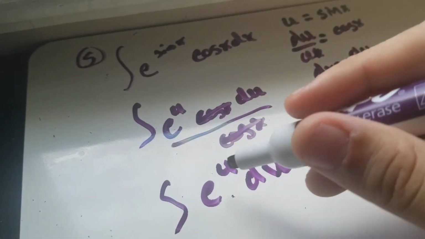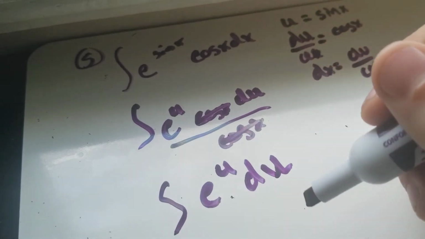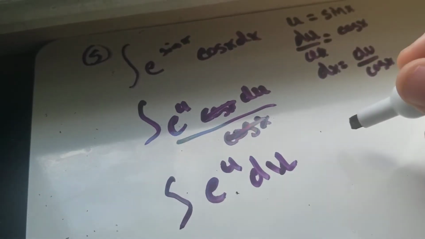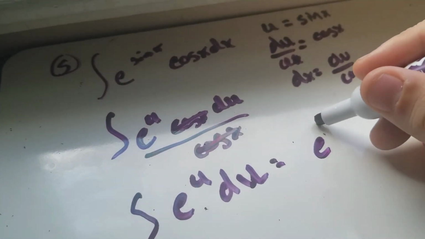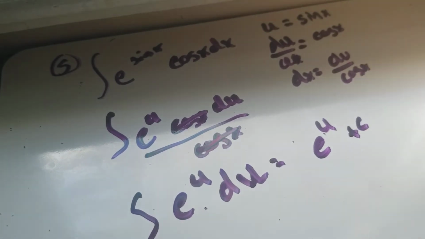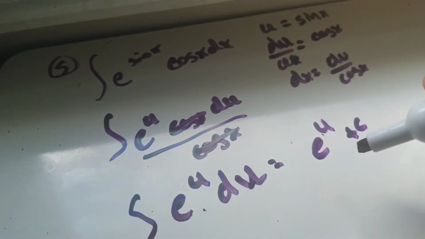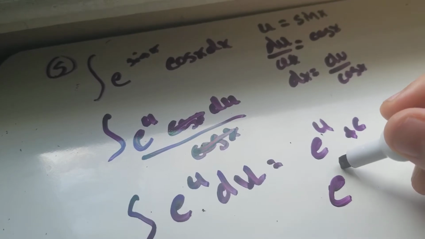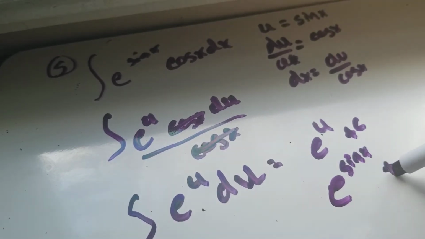Now we're going to integrate the du. Now e to the u simply is e to the u. So that's e to the u, and you know there's a plus c here somewhere. But e to the u, and then we're going to plug in u. So e^(sin x) plus c.